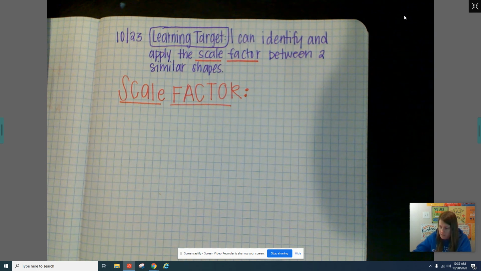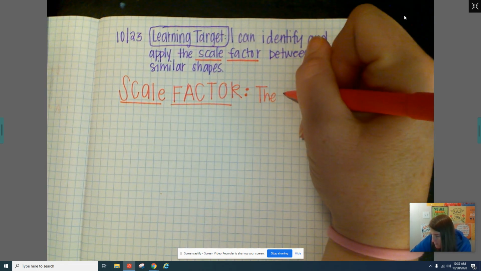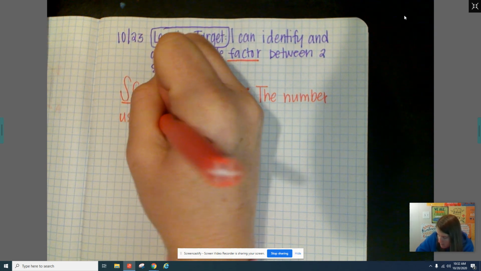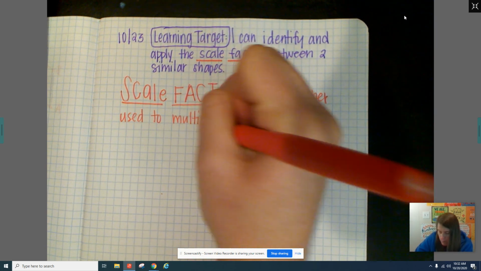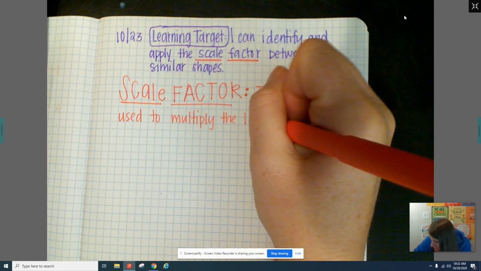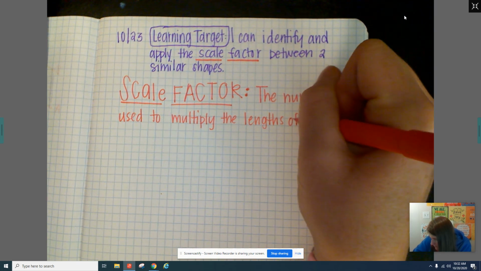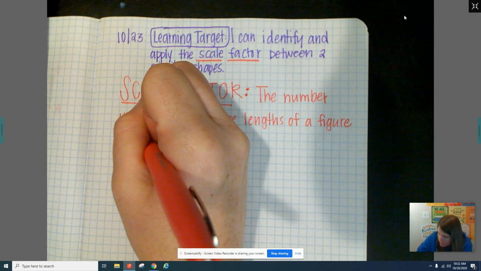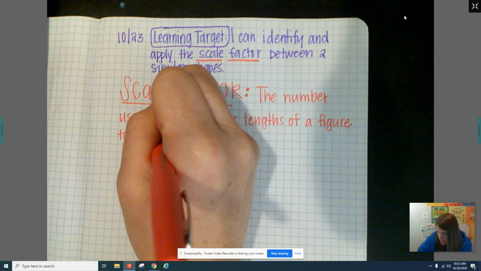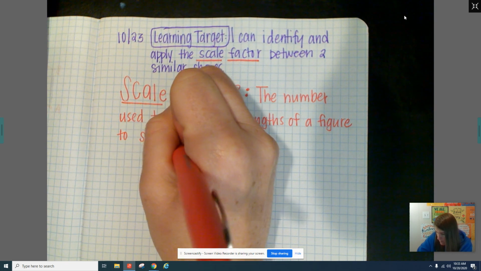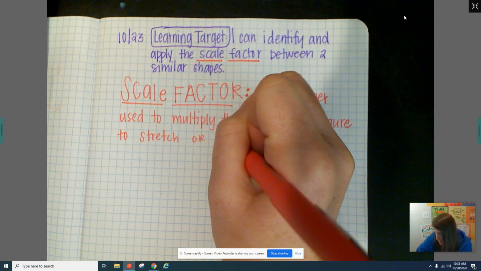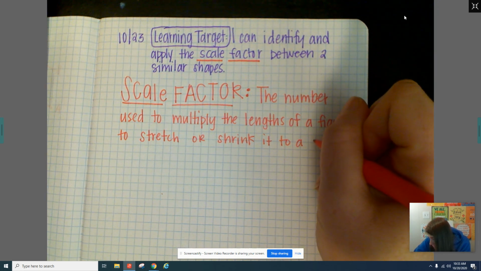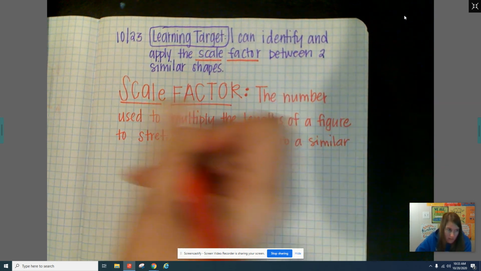Okay, so scale factor, what is it? Scale factor is the number that is used to multiply the length of a figure to stretch or shrink it to a similar image.